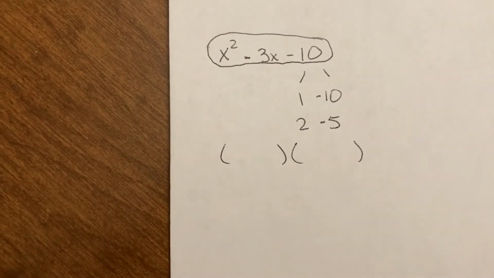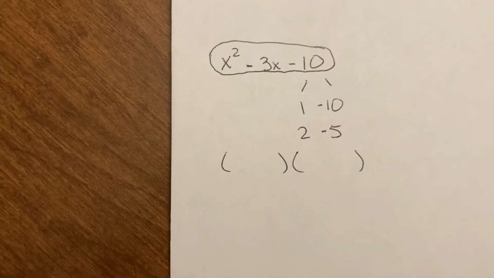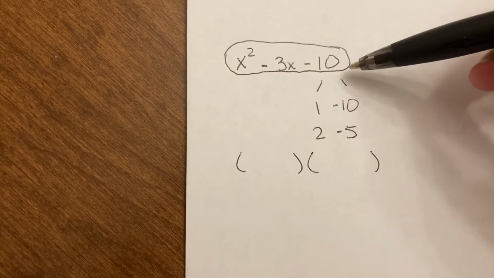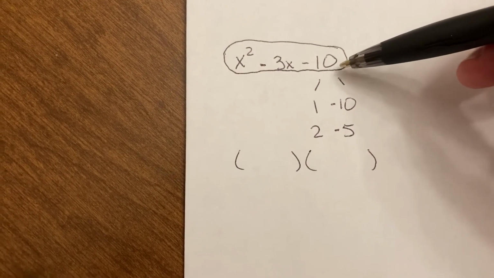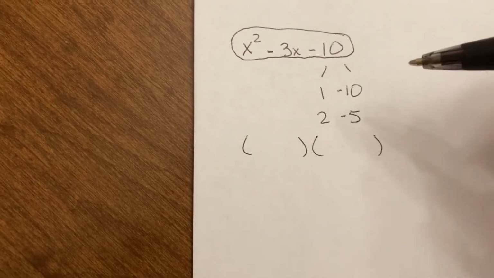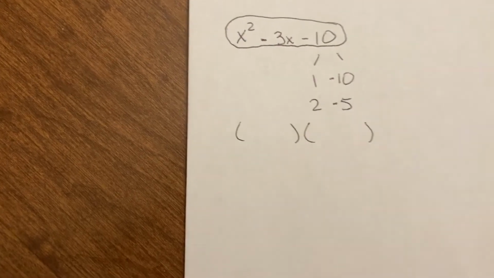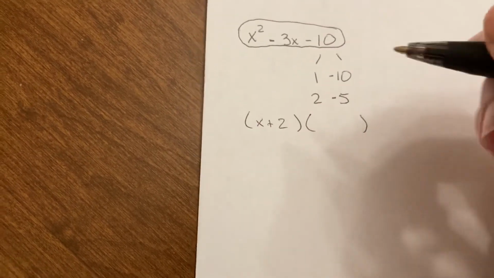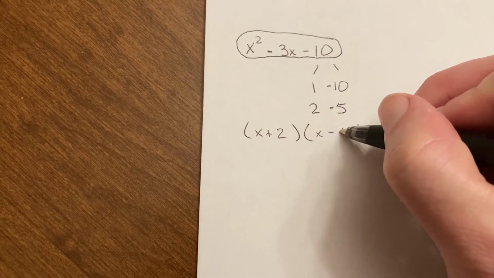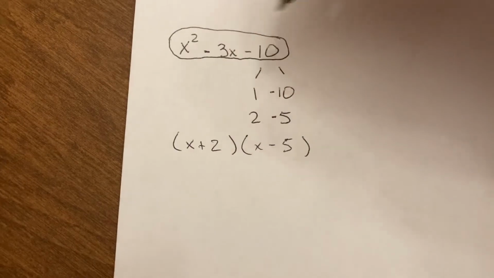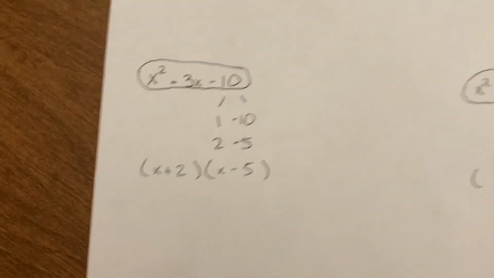Now that's a trick that I use to just make things simpler. Again, we're still using a positive and a negative because that will multiply together to give us a negative. And if we add these two numbers together, 2 and negative 5, that will give us negative 3. So I'm just going to write in x plus 2 and x minus 5. And when you multiply all that together, you're going to get your original answer.